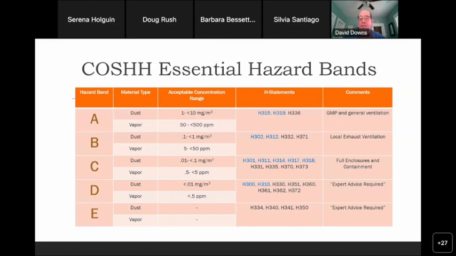If you're going to use those materials, you need to go out and get an expert and have them get involved in determining what are the controls that you need to have in place for those materials. So that's sort of the way that it worked fine for A, B, and C, but D and E required you to go out and get some more help.